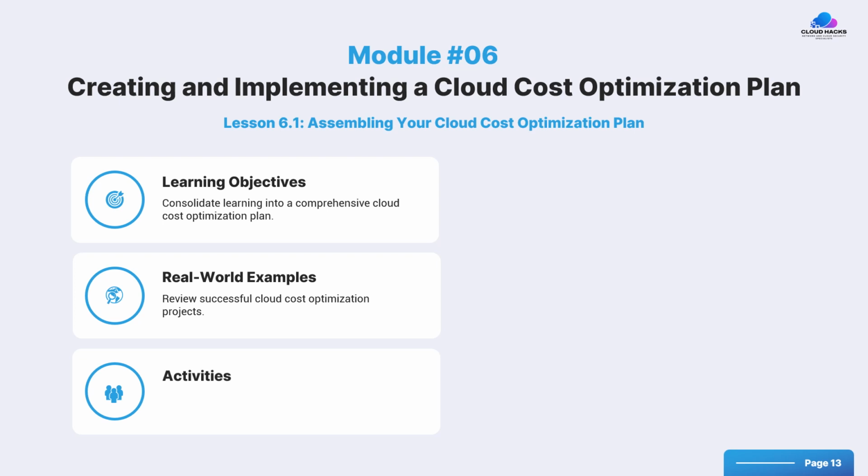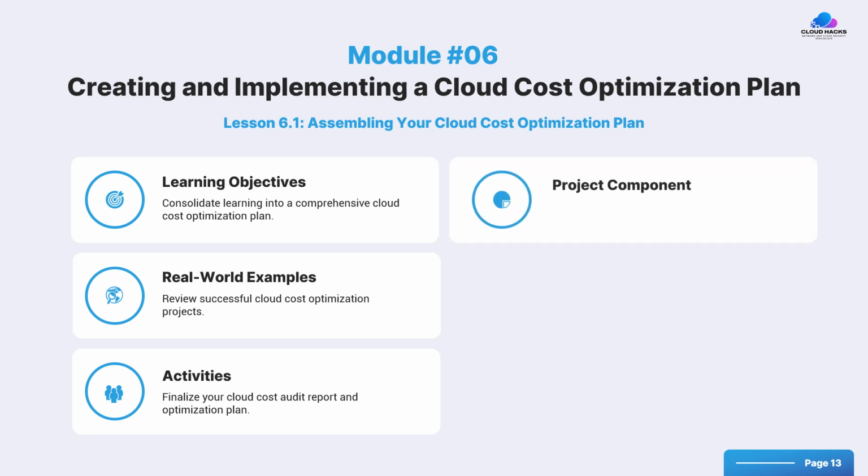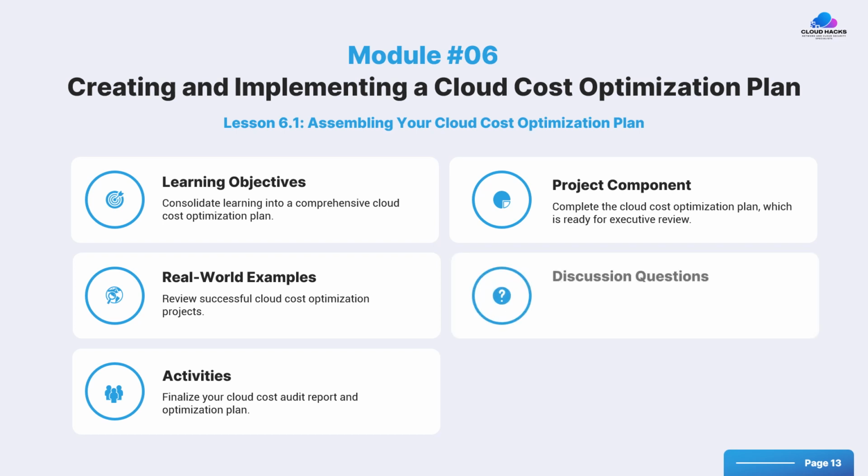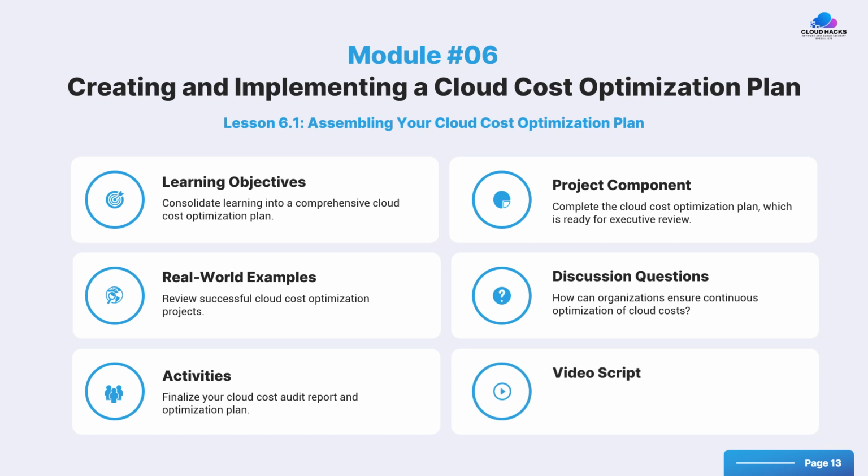Activities. Finalize your cloud cost audit report and optimization plan. Project component. Complete the cloud cost optimization plan, which is ready for executive review. Discussion questions. How can organizations ensure continuous optimization of cloud costs? Video script. Wrapping up the course by emphasizing the critical steps in creating and executing a cloud cost optimization plan, encouraging ongoing review and adjustment.